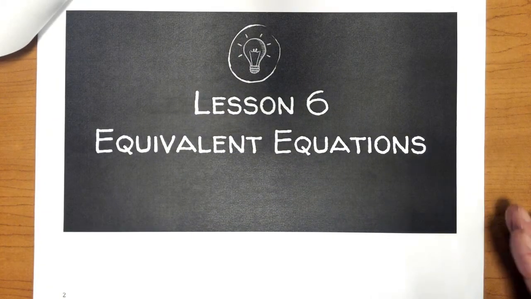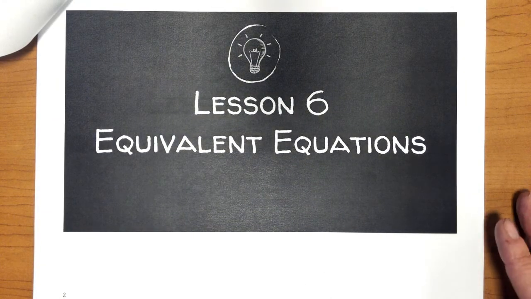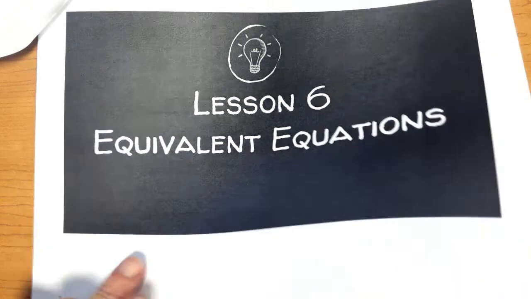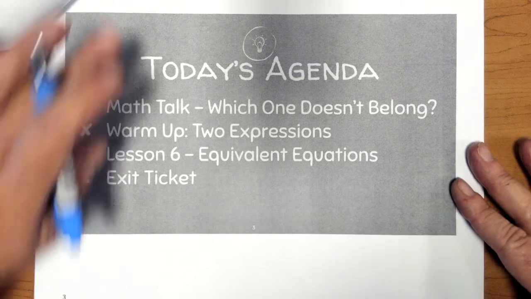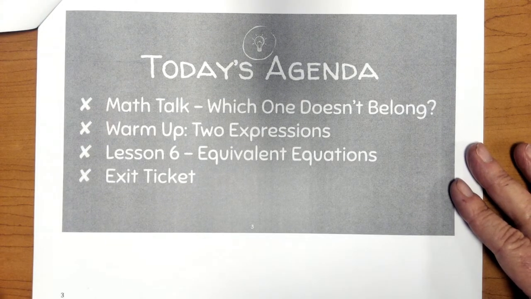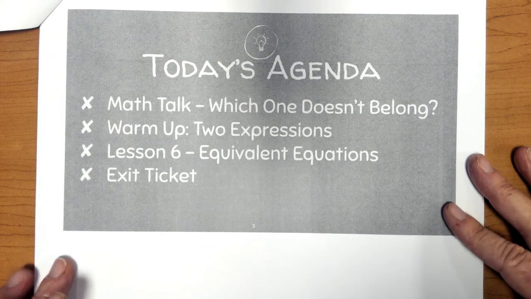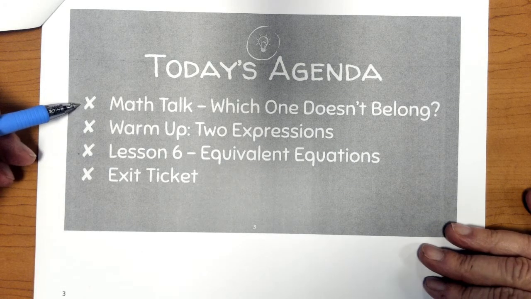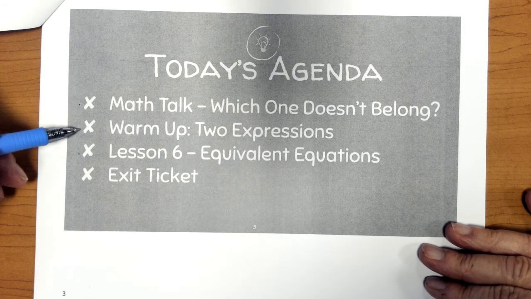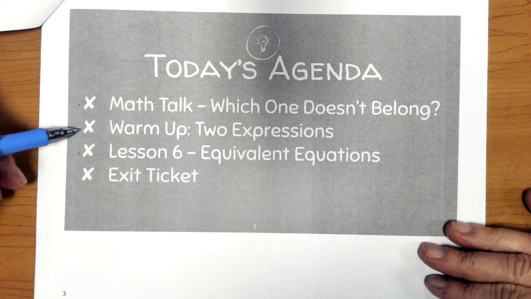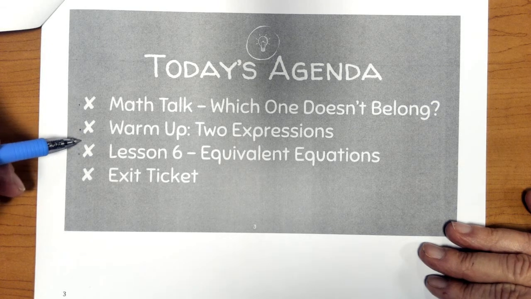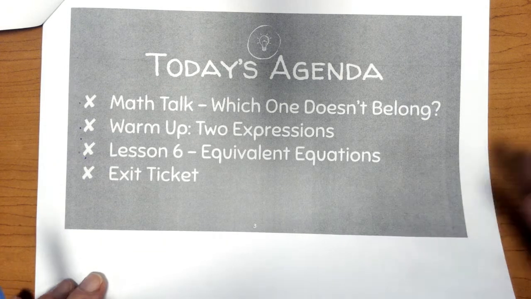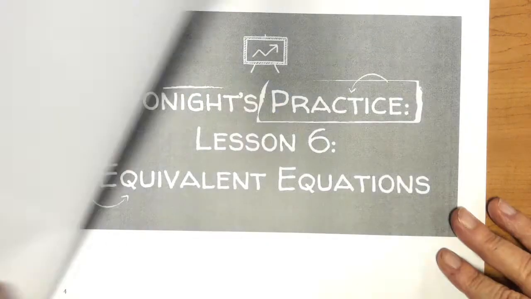So we are going to be doing lesson 6, which is on equivalent equations. Our agenda today, and you're going to basically be working on it independently. You're going to be doing a math talk, which will involve a which one doesn't belong. You're going to be doing a warm-up, which will involve 2 expressions. You're going to do lesson 6, and you'll be doing an exit ticket as well as part of today's lesson.